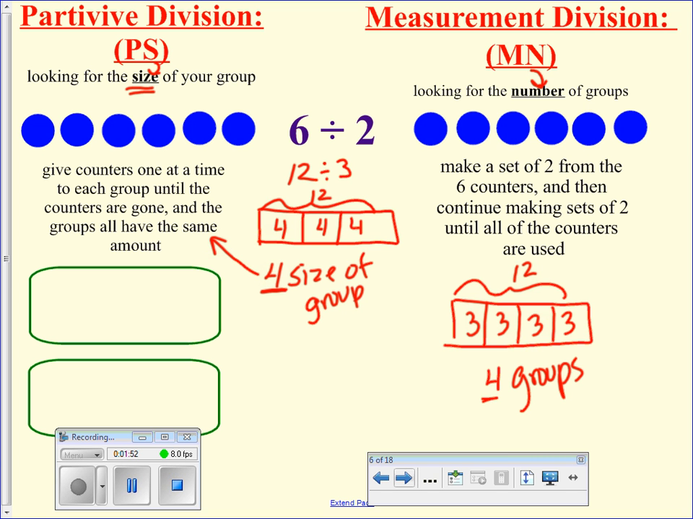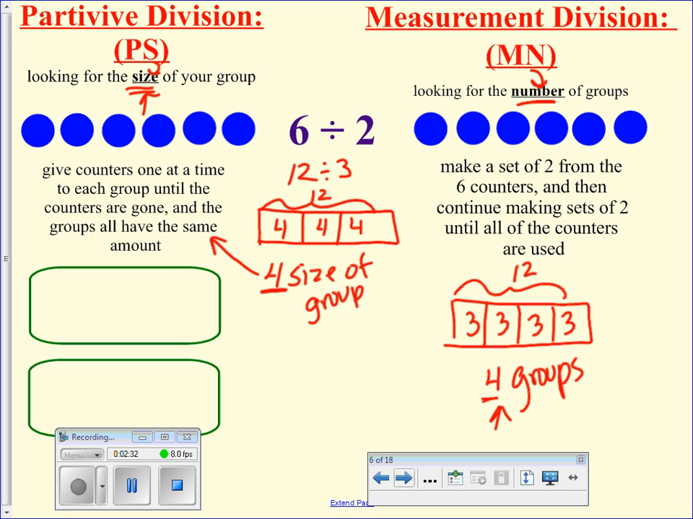So on a test or quiz, if you are told to choose a method, unless the directions tell you what to use, you can choose either one and you can't be wrong. But your model should match your method. So if you choose partitive, your quotient should tell you the size of your group. If you choose to use measurement, your quotient should tell you the number of groups. So really, you can choose either one as long as your model supports what you chose. The directions might tell you which model to use.